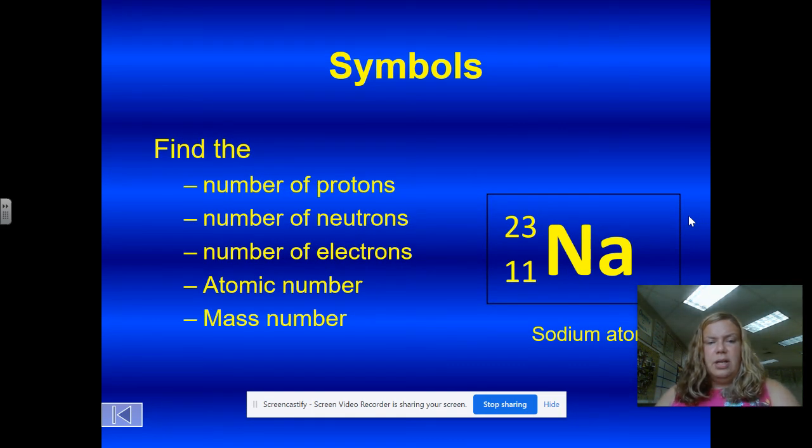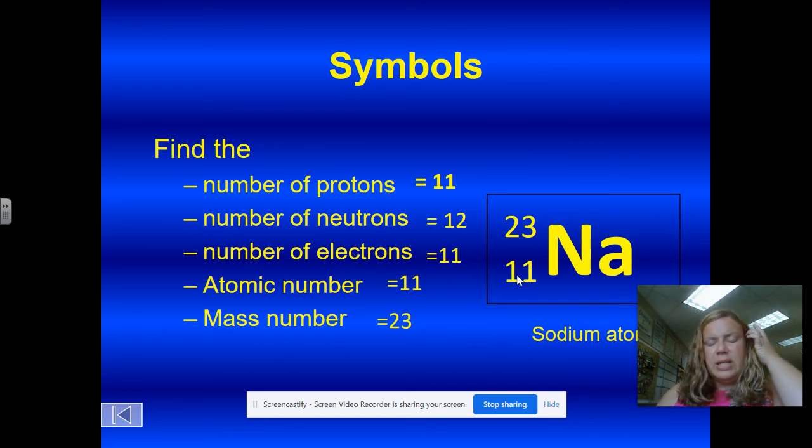Let's try this one. So we have sodium, and sodium 23, because that's our mass number. The number of protons matches our atomic number. The number of neutrons is the difference between the mass number and the atomic number, or the mass number minus the number of protons. There's no indication of an ion, so therefore there's 11 electrons. 11 is your atomic number, 23 is your mass number. So this is just some very basic parts.